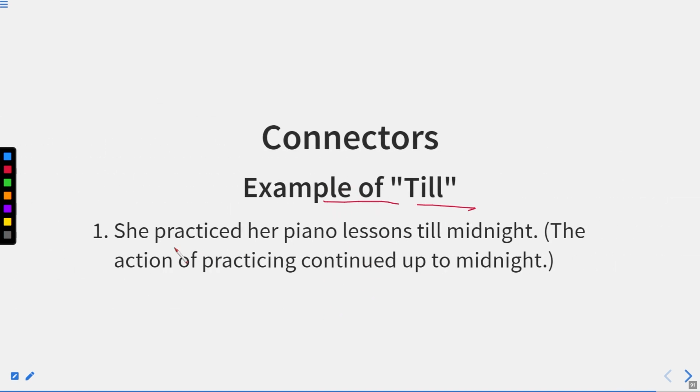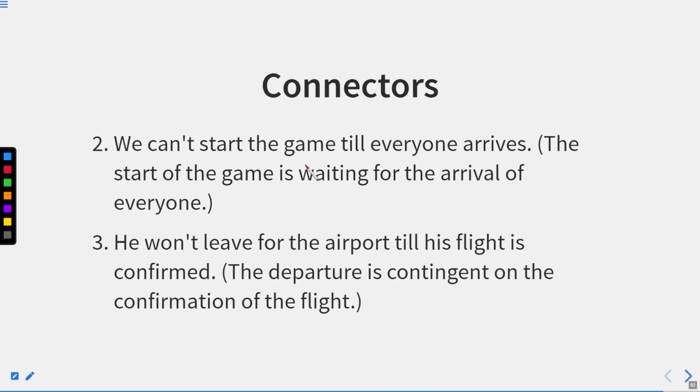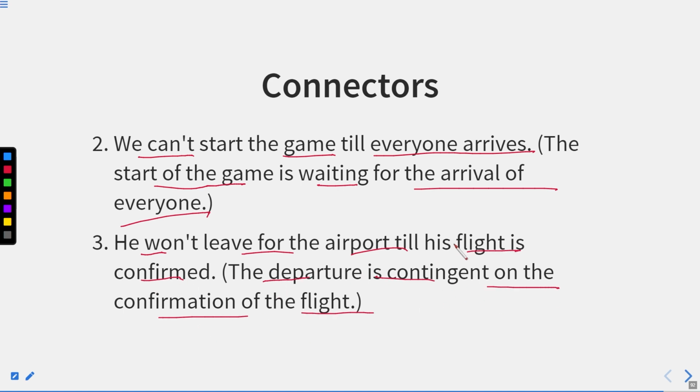Now let us have some examples of till. She practiced her piano lessons till midnight. The action of practicing continued to midnight or up to midnight. We can't start the game till everyone arrives. It means the start of the game is waiting for the arrival of everyone. He won't leave for the airport till his flight is confirmed. The departure is contingent on the confirmation of the flight.